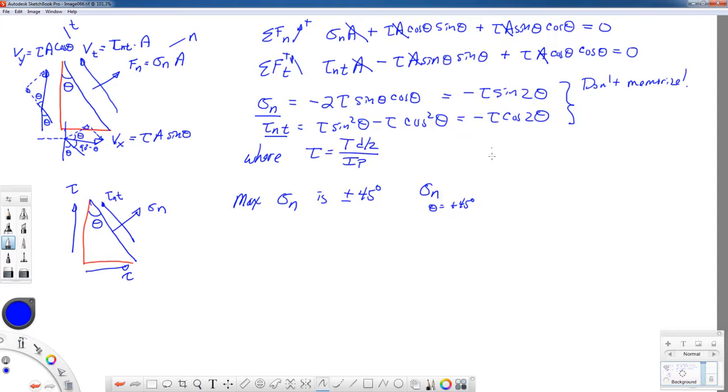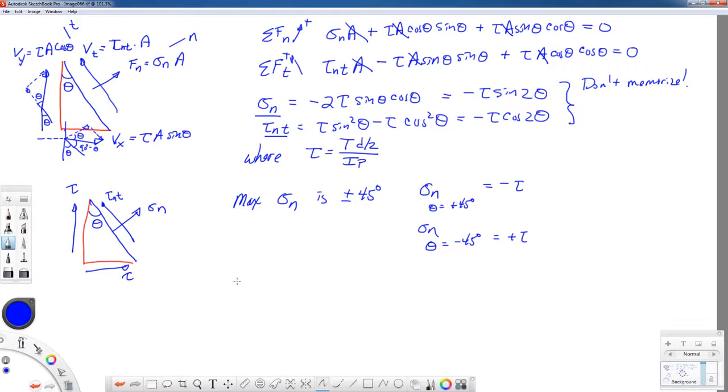sine of 90 is 1, I get the value of minus tau. If I do sigma n at minus 45 degrees, the sine of minus 90 is minus 1. That gives me a plus tau value. So whatever number that is, maybe 100 megapascals, this is minus 100, and this is plus 100 megapascals. And it does happen at 45 degrees. There's that 45 degree angle again. We'll see why that is in general later on in the semester when we talk about something called Mohr's circle.